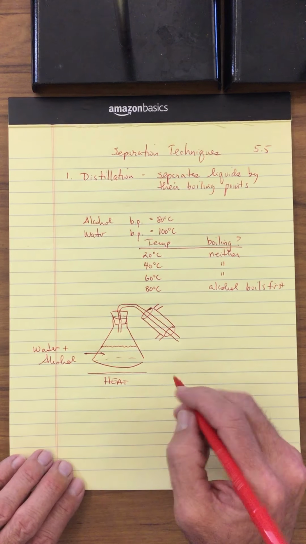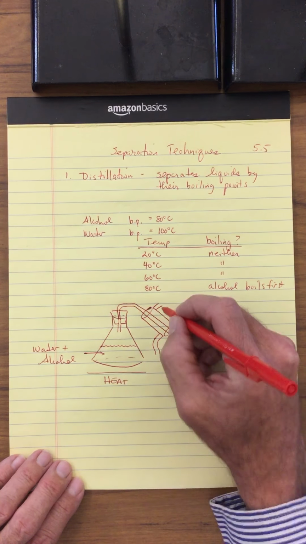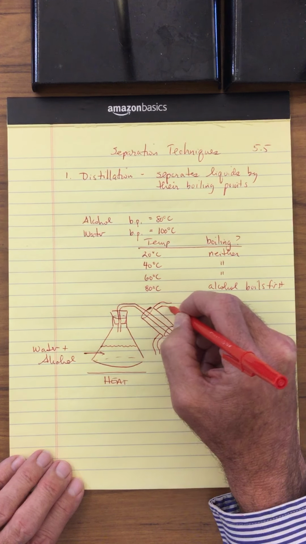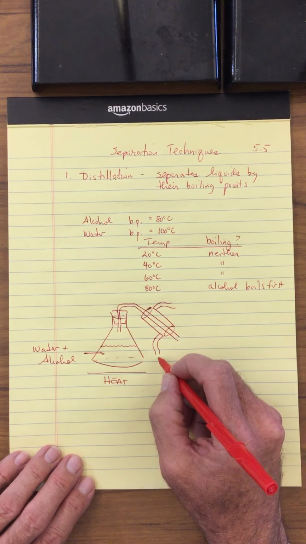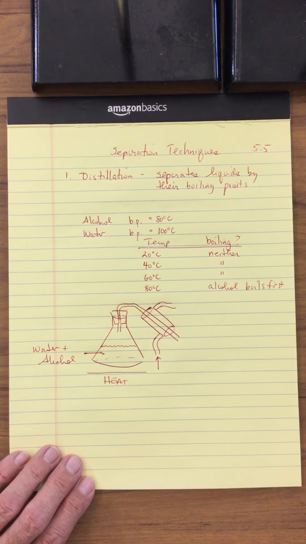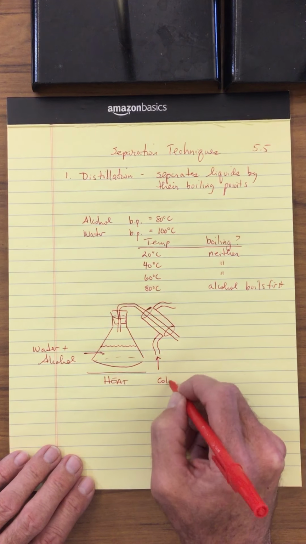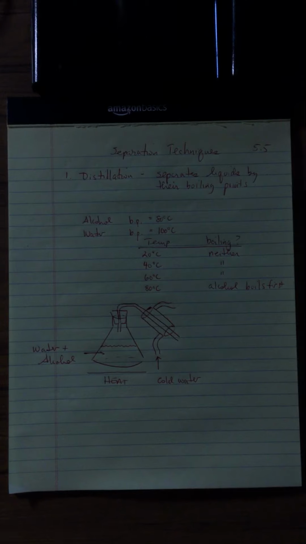So what happens is this is connected to some rubber tubing. This is also going to be connected to some rubber tubing. And what we do is we fill this chamber on the inside with cold water. So this is what's going to happen now.